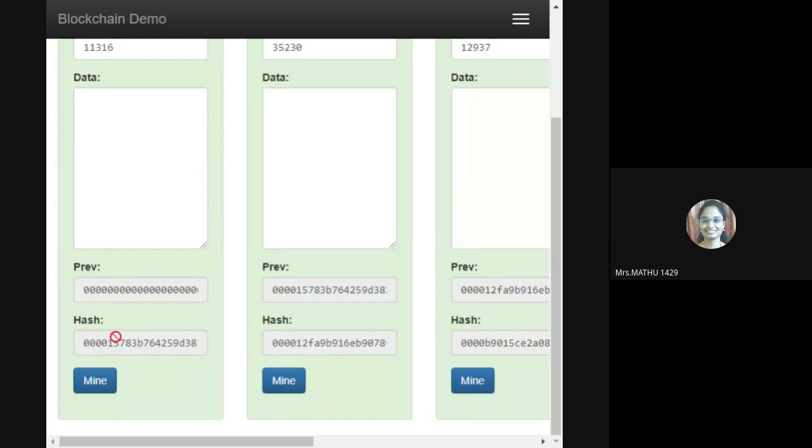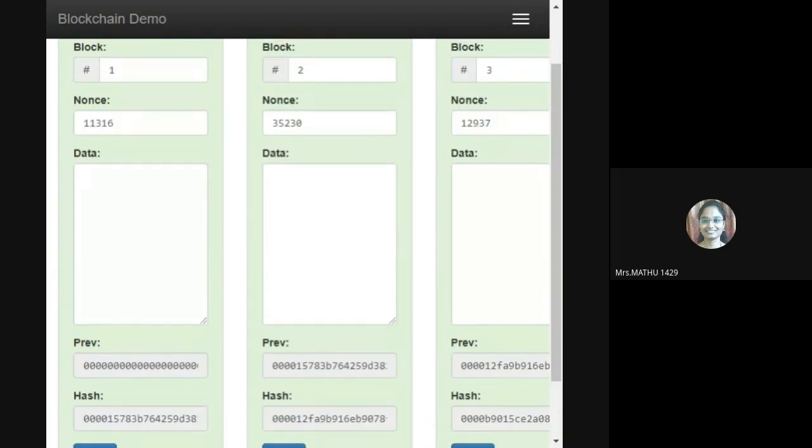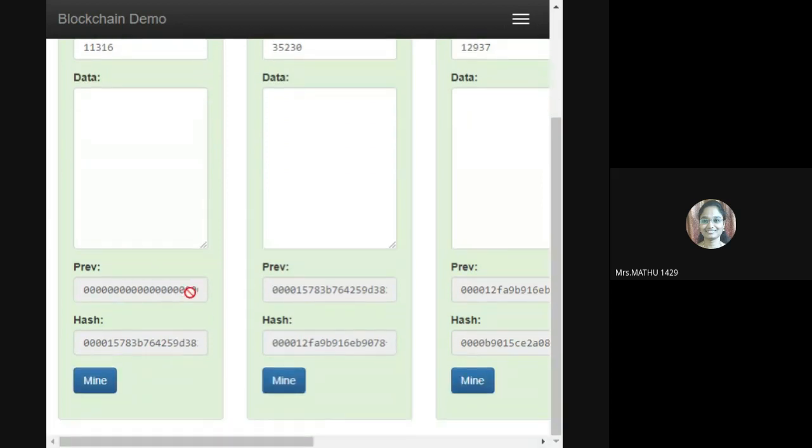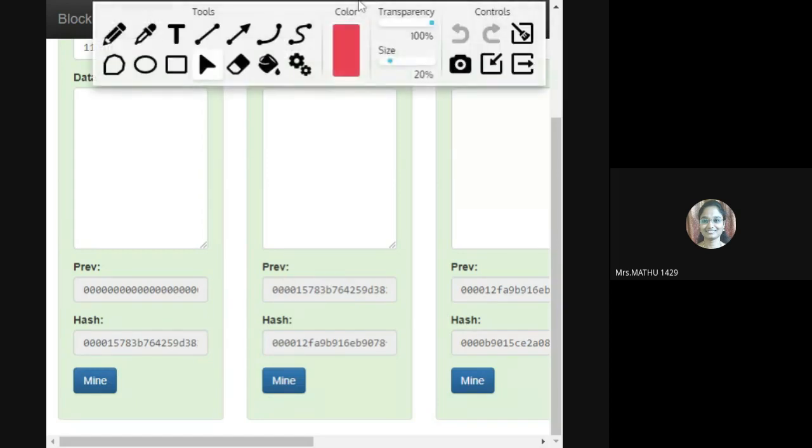Okay, this is the current block's hash value, block 1's hash value. And let us note that this is the genesis block. The genesis block is the first block in the blockchain. You see here the previous hash: there is no block previous to this one, so that is all zeros. And in the second block, the previous hash value is the hash value of block 1, and this will be the same.